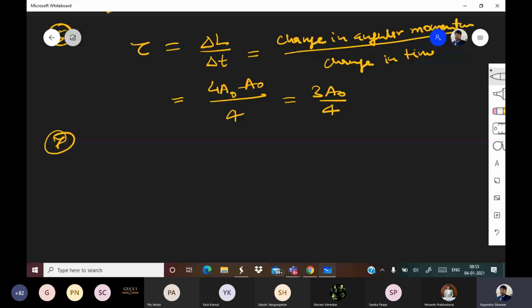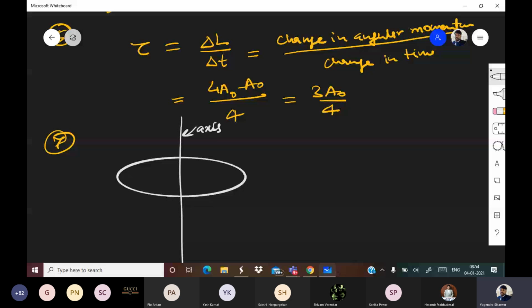Question number 7 says a ring of mass 10 kg and diameter of 0.4 meter is rotating about its geometrical axis at 1200 rotations per minute. So this is the ring and this is the axis. And omega is 1200 RPM. Now it is further saying, its moment of inertia and angular momentum will be respectively.